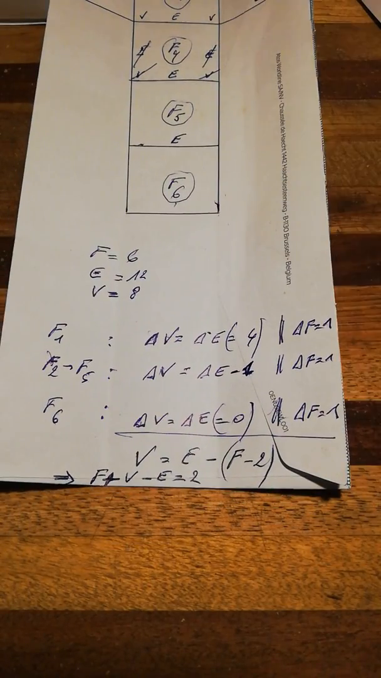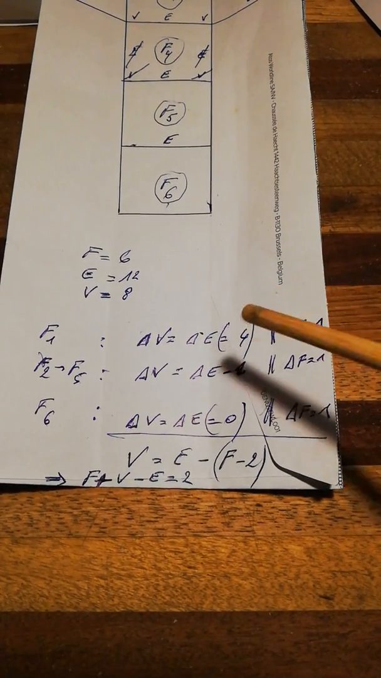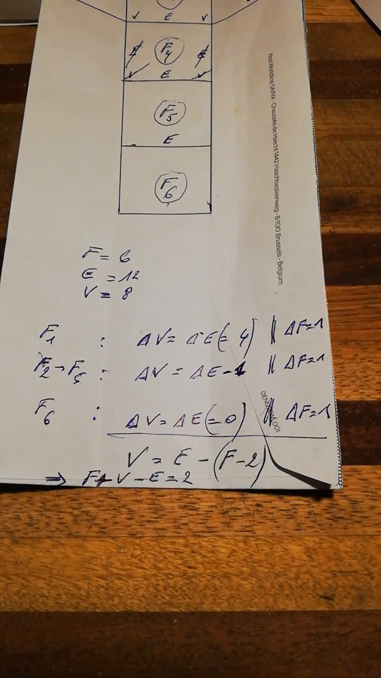I wrote it down in formulas. So for the F1, I said the delta V equals delta E, and that's the value of 4 in the case of a cube. But it could be another value in case of another polygon. If you have a pentagon, it would be a 5. If it's a hexagon, it would be a 6. But you can have more than that, or eventually less. It could be a triangle. It could be 3.